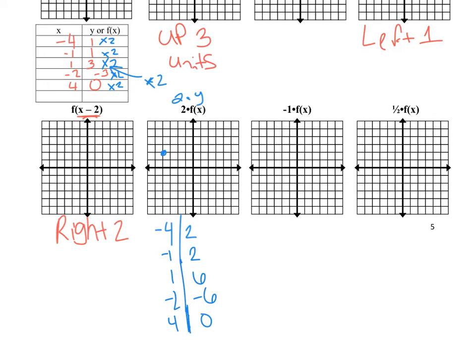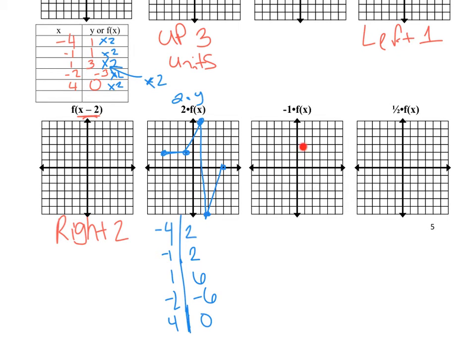Okay, so I'm going to plot these points. -1, 2, 1, 6 is up here, -2, -6 is down here, and then 4, 0 is going to stay. Now, if you can see it, it kind of stretched the whole thing vertically. It stretched the whole thing up and down vertically. Complete stretch. It stretched the whole original parent function.